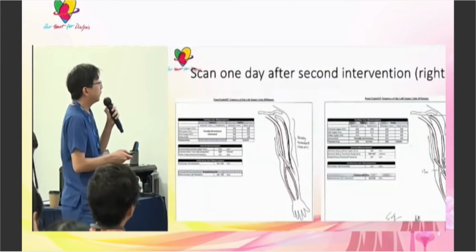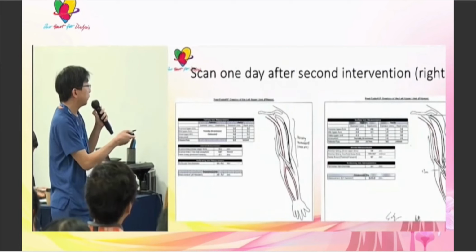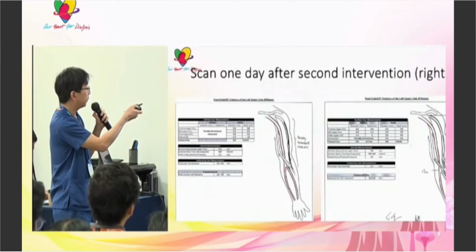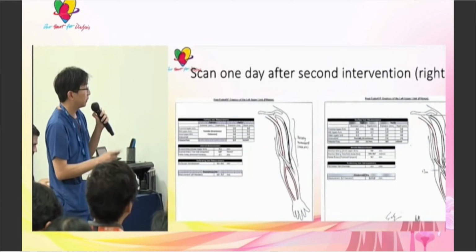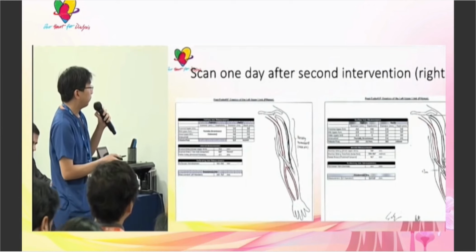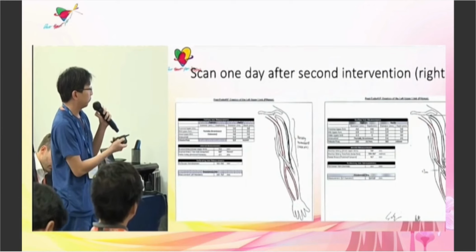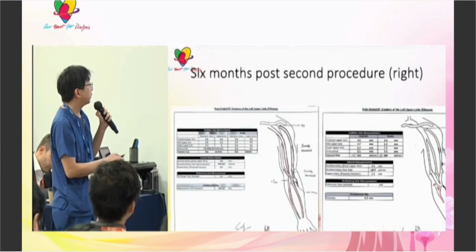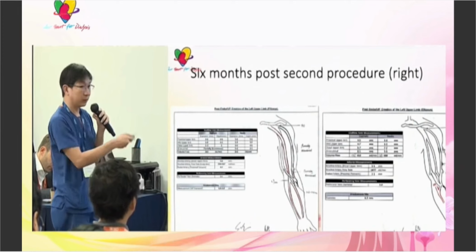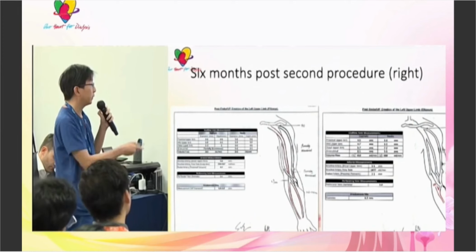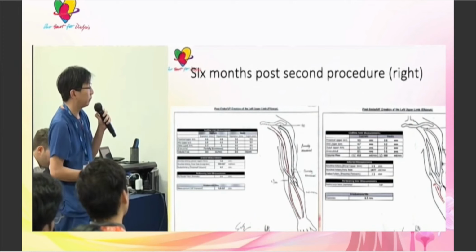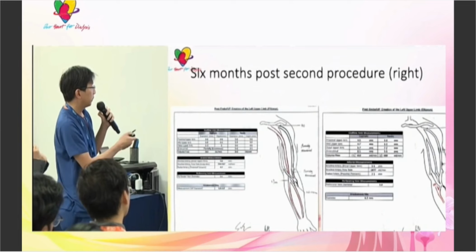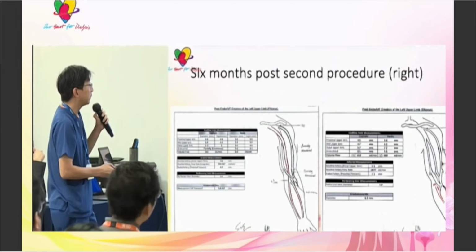So 1 day after the scan, the cephalic has been resurrected, 260 mils per minute, 4 millimeters, not too bad. The brachial artery flow has gone up from 260 to 700. And then 6 months later, it showed that this one actually did stay open. So the cephalic was a decent size. They were cannulating well. And the brachial artery flow rate was now 1 liter.